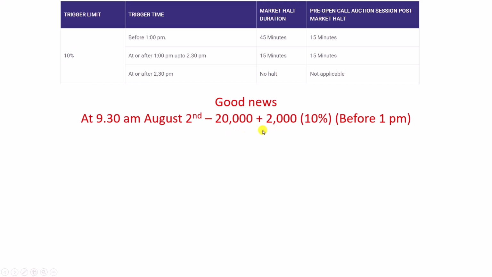If Nifty hits 22,000 before 1 p.m., that is our first condition here, before 1 p.m., then the market will halt for 45 minutes, meaning no trade will happen in Indian stock market. Okay, so the market will halt for 45 minutes, meaning trading stops till 10:15 a.m. So if the upper circuit hits at 9:30, then from 9:30 till 10:15 a.m. for 45 minutes trading stops.